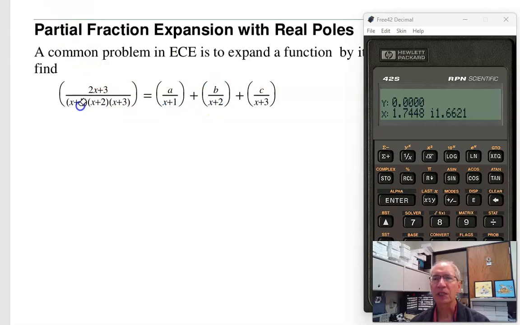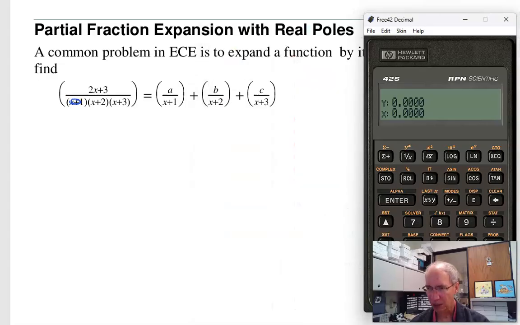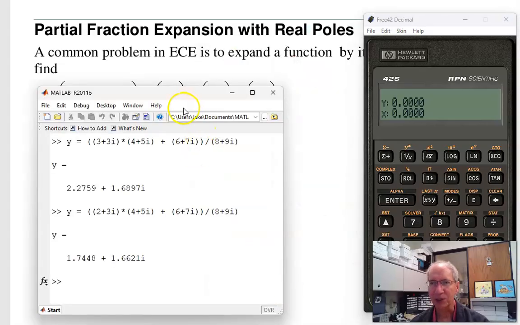What I do is I evaluate this to find A: cover up this term, plug in x equals -1, evaluate, that's A. So again, what I would do, let's use MATLAB first. In MATLAB, if we can find MATLAB, there it is.